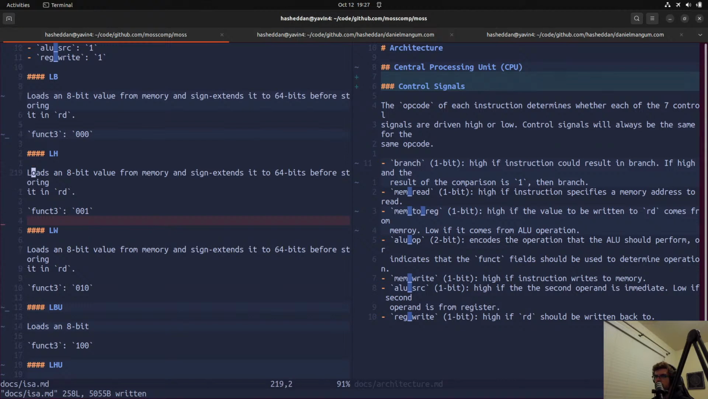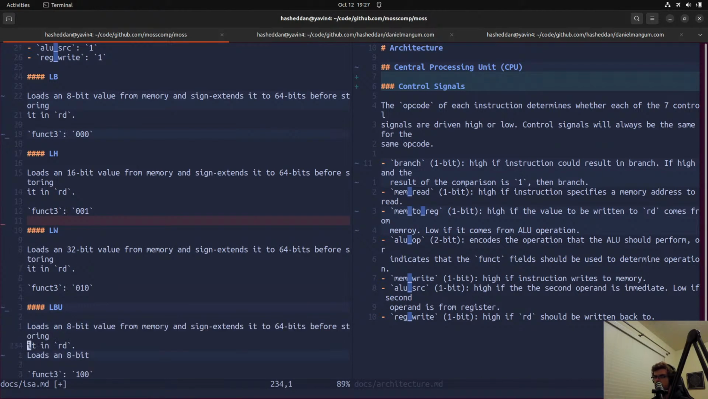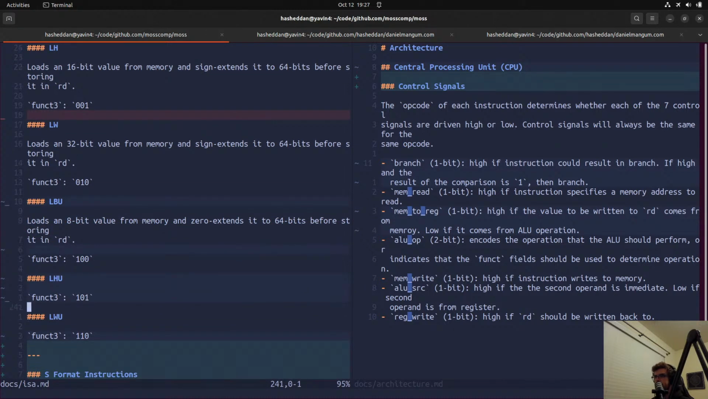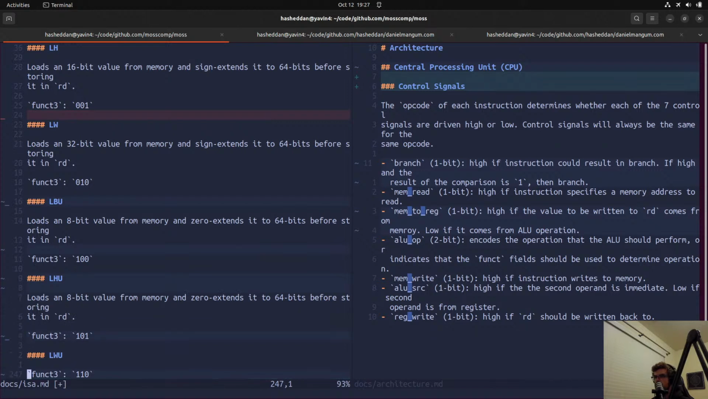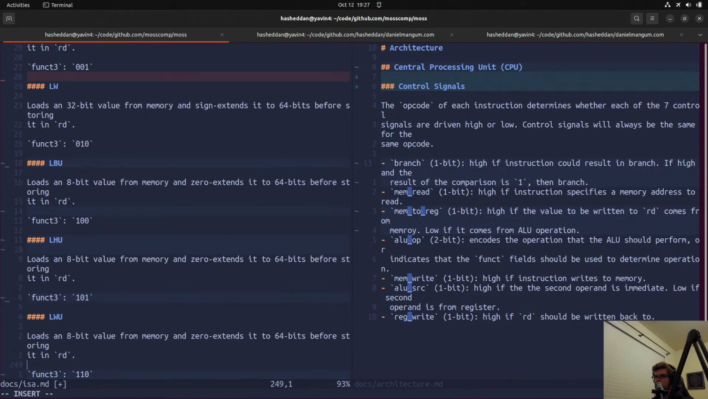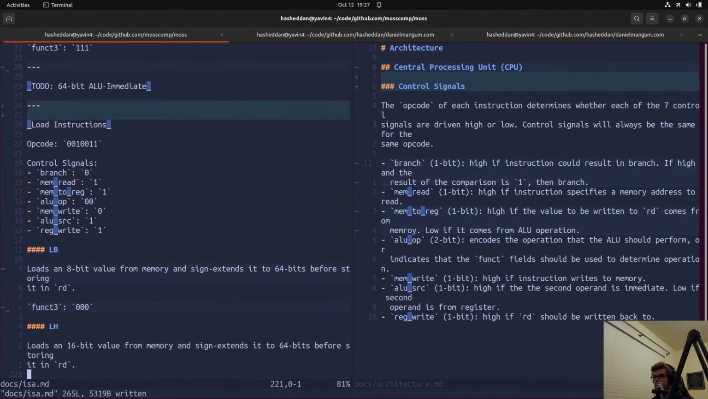So these are 16-bit, 32-bit, and zero extends it. Eight-bit, 16-bit, 32-bit value from memory. All right.